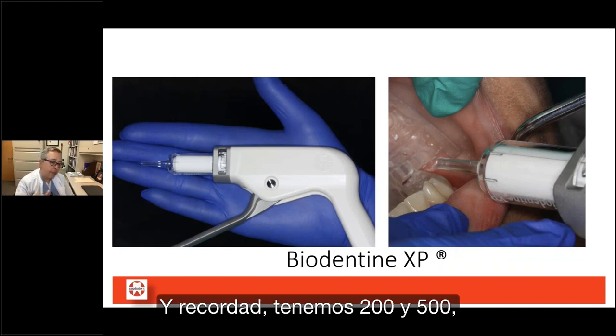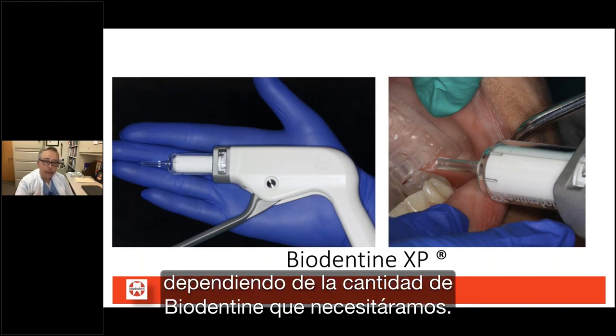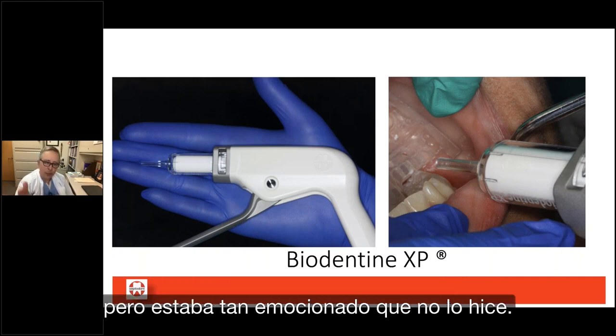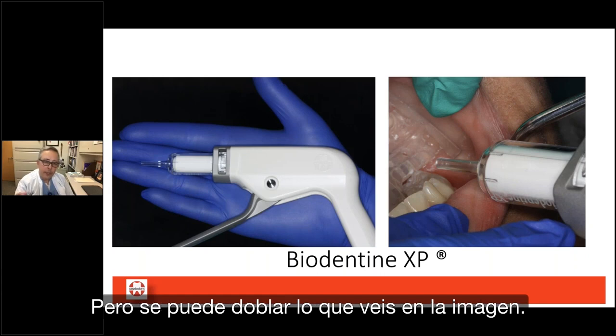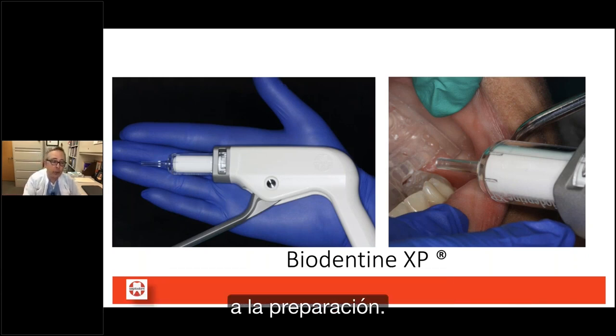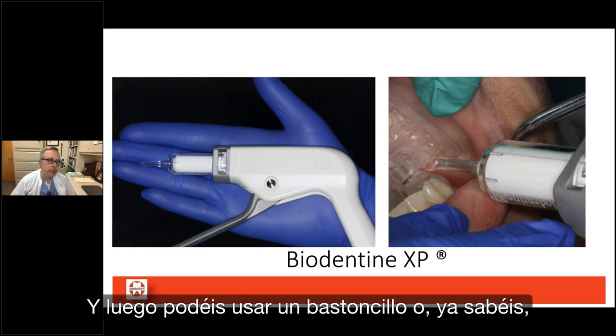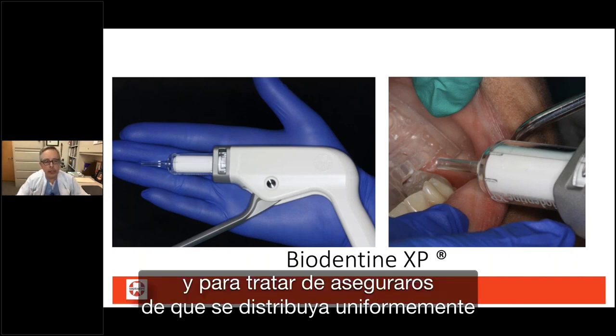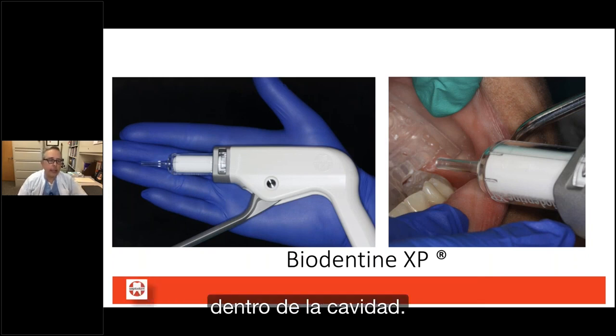And remember, we have the XP, we have 200 and 500, depending on the amount of Biodentine that we need. In the picture on the right side, the tip is not yet bent. I was supposed to do that before I took the picture, but I was so excited that I didn't. But you can bend the tip so you transfer the Biodentine XP directly into the preparation. Then you can use a Q-tip, or whatever instrument you want, to try not to leave any bubbles within the material and to make sure it's evenly distributed within the cavity.